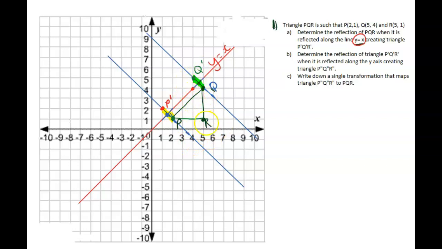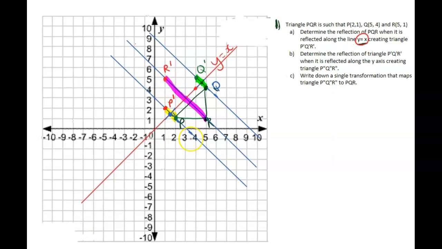Now, I repeat the same process for R. I am measuring this distance here now, and I'm going to measure it up here as well. And it looks like I'm getting... So the R dash is now this point here.